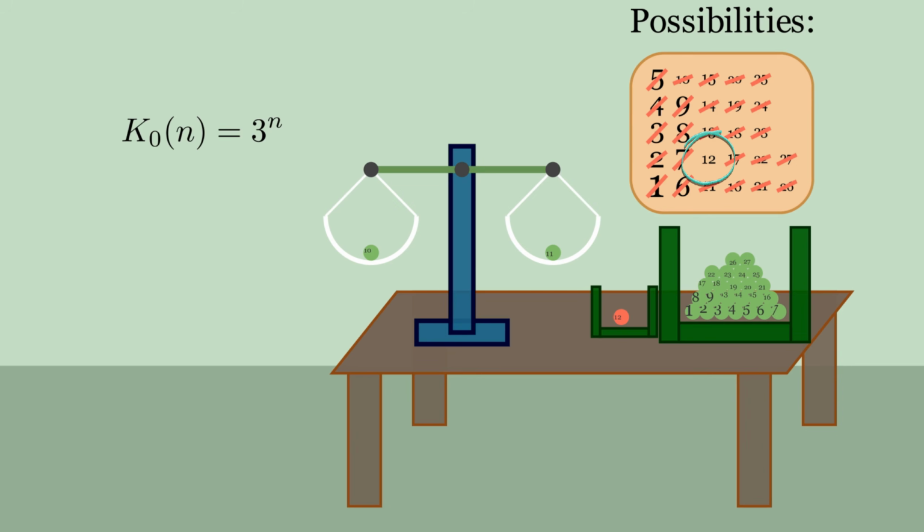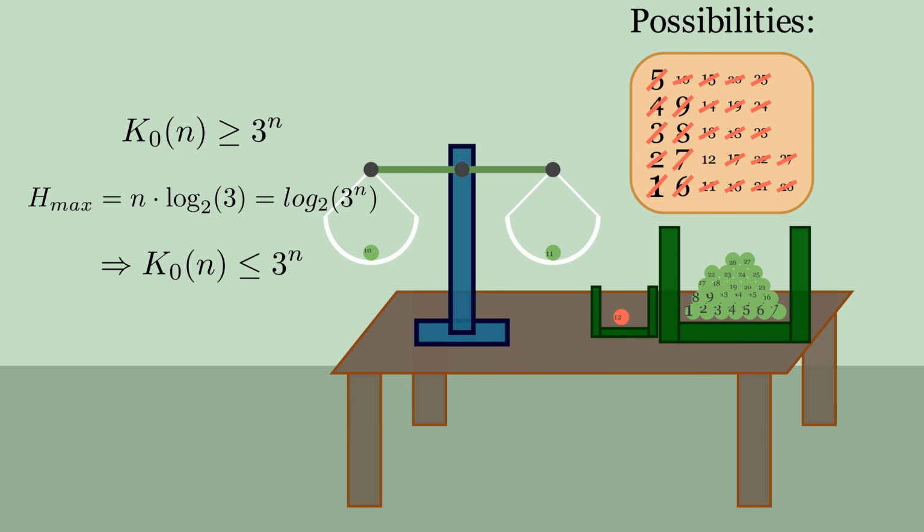We found a solution with 3 to the n coins, so we know k0 of n can't be any lower than that. But also, since the initial entropy is at the maximum amount that we can uncover, we know k0 can't be any higher than that too. This leaves us with the only option that k0 of n equals 3 to the n.